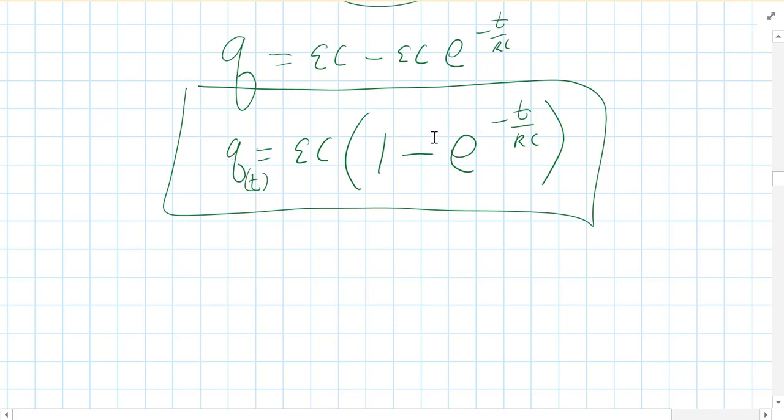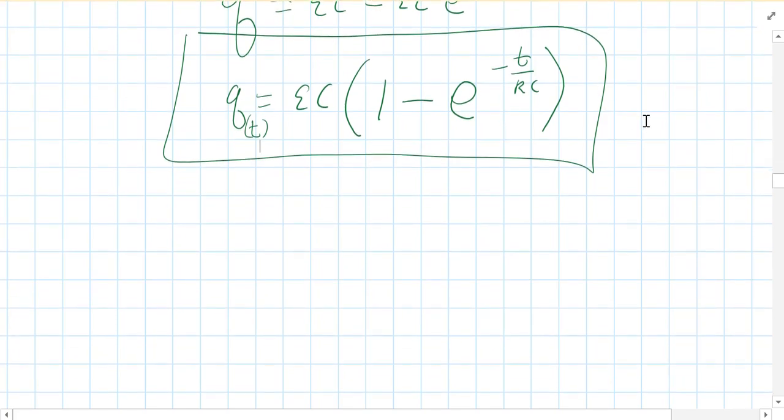After a long, long time, e to the negative big, big number is basically 0. 1 minus 0 is 1. Q after a long time equals EC times 1, which is EC. So we get the conditions that we should get. Now, some other things to note here. Oftentimes, we'll call this Q max. That's the maximum charge. Okay.